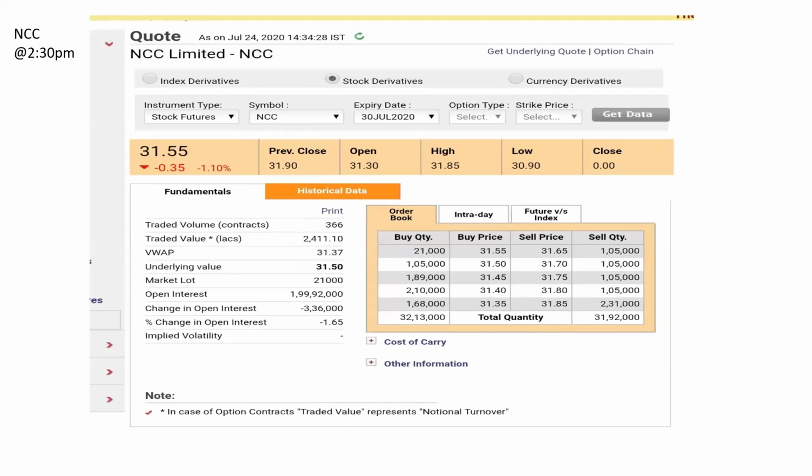NCC, let's see how it performed. It closed previously here, it opened close by, and it made a high of this. That means it attempted this high, but it went down here. So intraday it was a long unwinding pick. Anybody would have entered the trade, made some profit and come out.